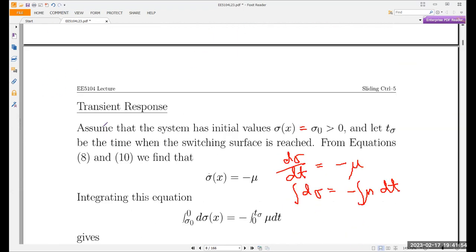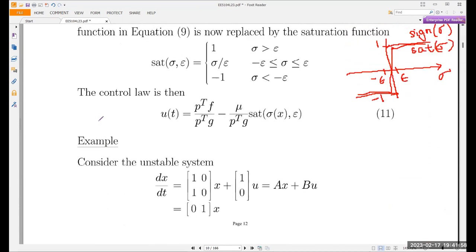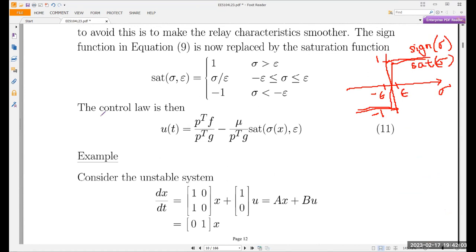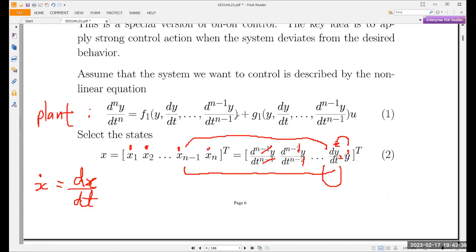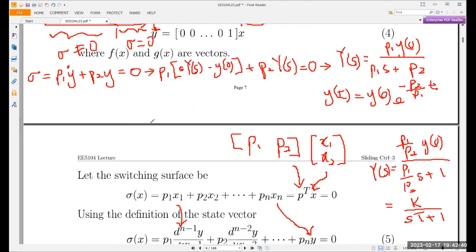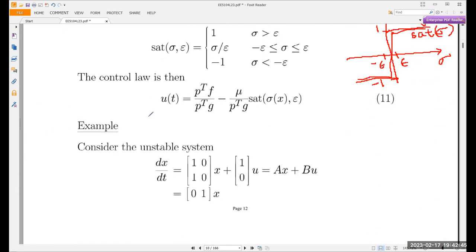Okay, so now let us look at one example and a tutorial question, to put in all the numbers and put the ideas together. So consider the unstable system, the pole is on the right side. This one would then correspond to the plant. So it's F, G, U. This is the plant. This is F.